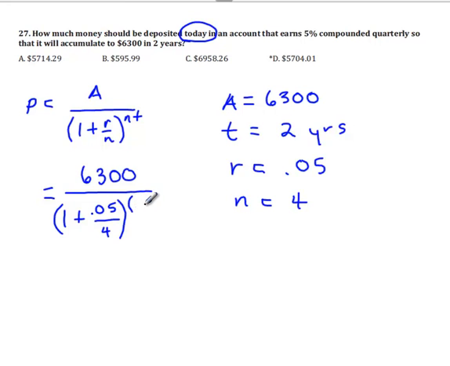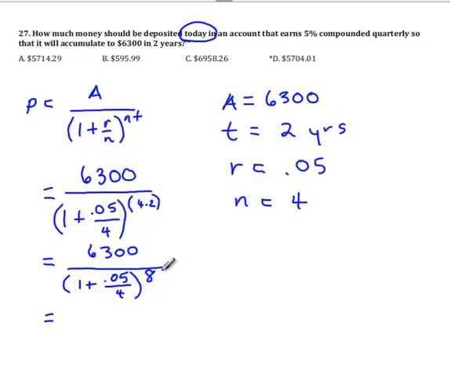Here's where you have to be really careful. You've got to multiply n times t in your exponent. So my recommendation is always to go ahead and multiply out that exponent, because if you forget to put parentheses around that exponent, you're going to miss it in your calculator.